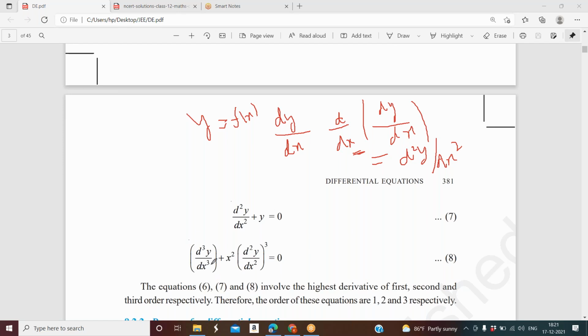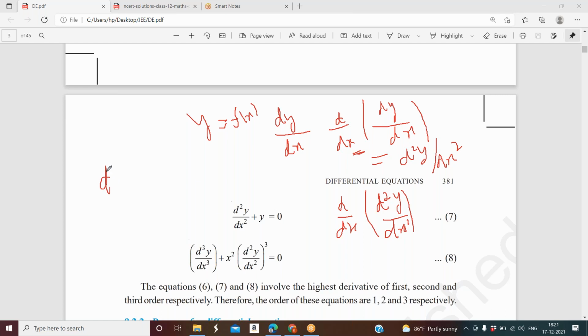d cube y by dx cube plus x square into d square y by dx square the whole cube equal to 0. So if you differentiate d square y by dx square with respect to x one more time, then you will be getting d cube y by dx cube.